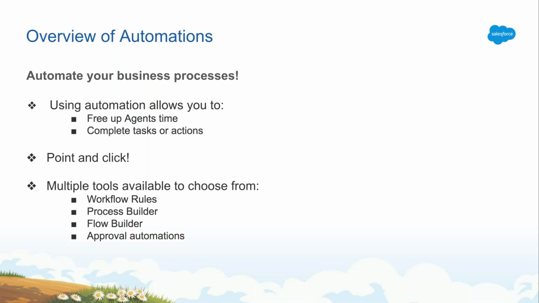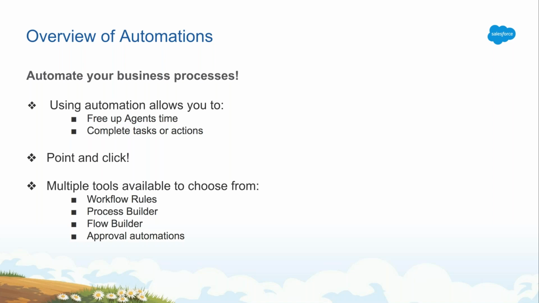There is no code needed, no triggers needed to complete regular basic support processes where you want an automation to happen. And as you can see on the list here on the slide at the bottom, there are multiple tools available to use that will certainly make your agents' lives much easier in the long run. We have workflow rules, process builder, flow builder, approval automations. And for today, I'm going to be demoing the first two, workflow rules and process builders, simply because we don't really need to get into overly complex scenarios at this time.